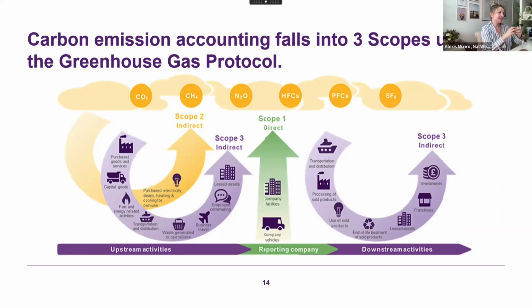Your scope 2 is then your indirect energy consumption. That is mostly electricity, but it can also be if you consume district heating or district cooling.